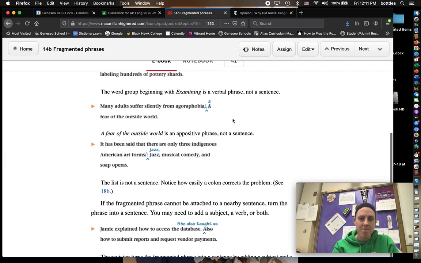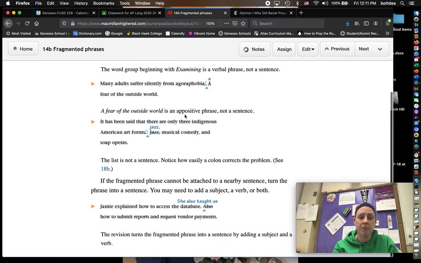This is another one that is an appositive phrase. So this time, basically an appositive phrase is like a definition that follows a noun. In this case, a fear of the outside world is not a complete sentence, but it is the definition of agoraphobia. So if we just learn to attach that appositive to the sentence ahead of it, then we're fine.